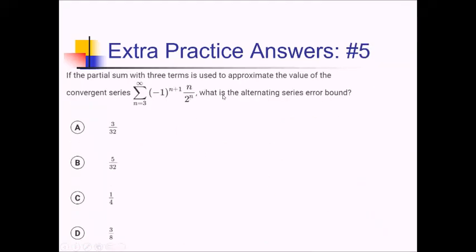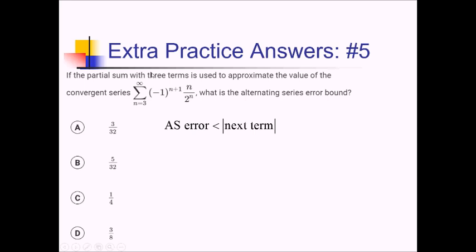For this problem, we want to figure out the alternating series error bound if a partial sum with 3 terms is used to approximate the value of this series. So using the alternating series error bound, we know that if a series' terms are alternating and decreasing in absolute value to 0, then the error is bounded by the absolute value of the next term. So we basically just need to take the absolute value of the next term after using the first 3 terms.